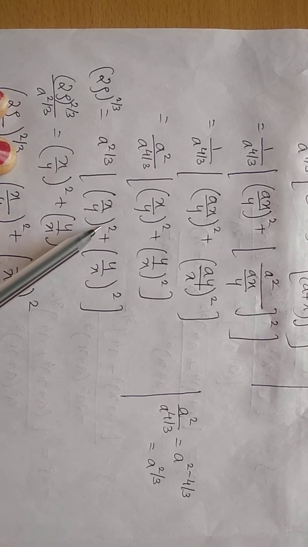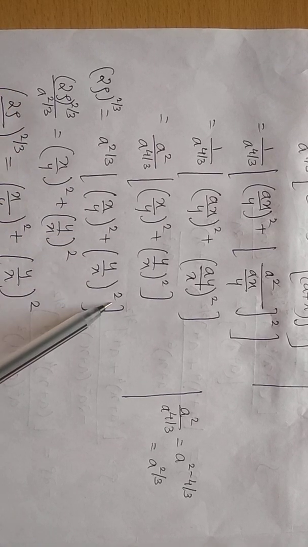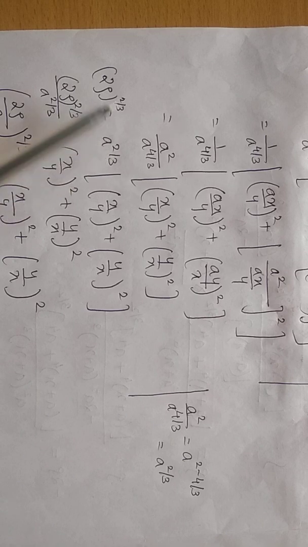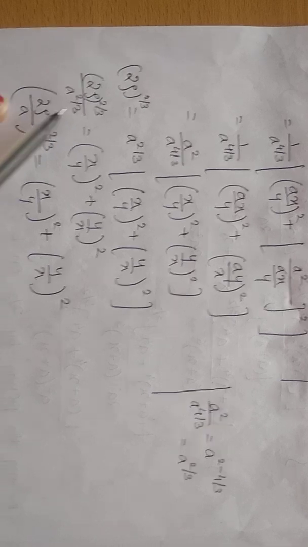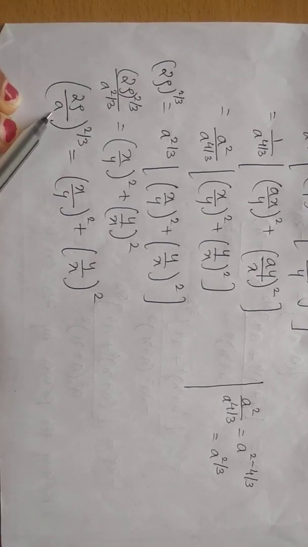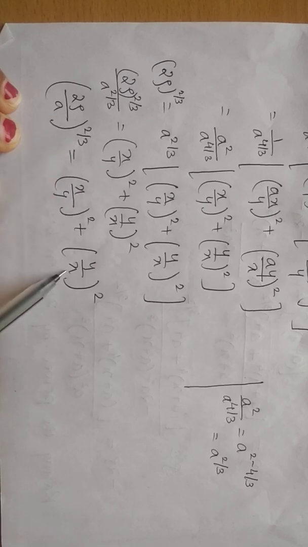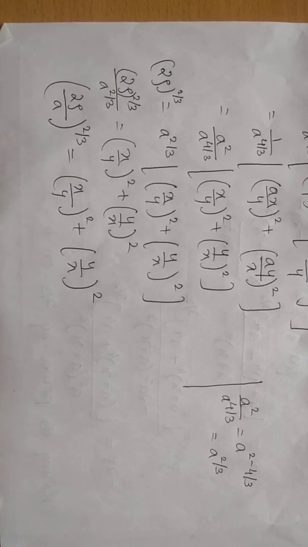x by y raised to square plus y by x raised to square. Here the power is 2 by 3, here also the power is 2 by 3. So I'll shift this down into the denominator. Powers are the same, so combining the numerator and the denominator and raising the common power, we will prove the required relation. This completes the radius of curvature problems. Thank you.